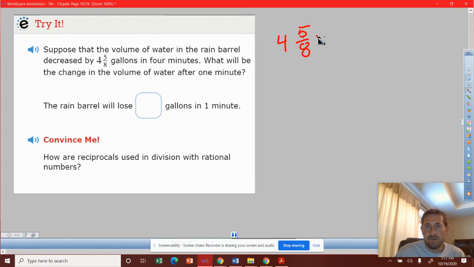4 and 5/8 divided by 4. This will give us our unit rate or our rate of change in 1 minute.